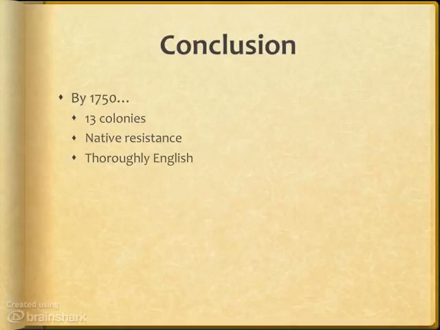And just because the Revolution is 25 years away, don't get the idea that the colonists were interested in independence. In 1750, these colonies were still thoroughly English. Many considered themselves Englishmen and women first, and Virginians or South Carolinians second.